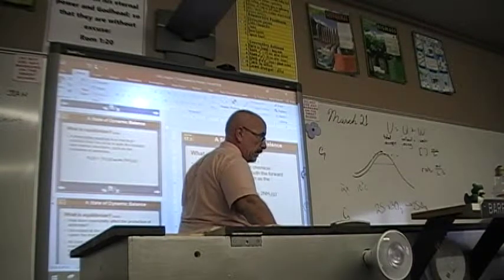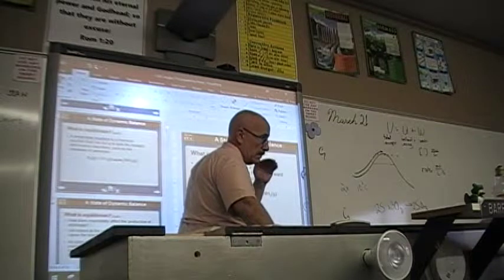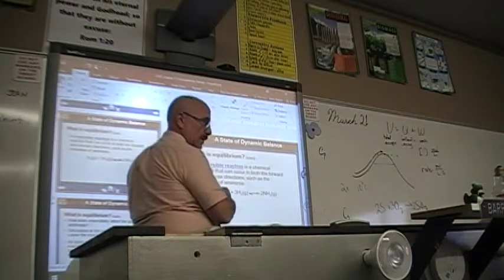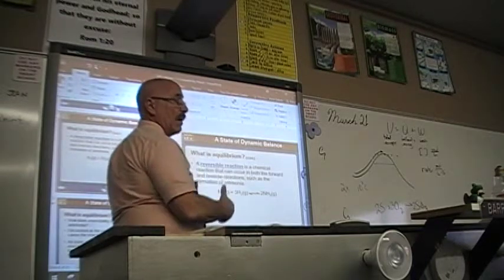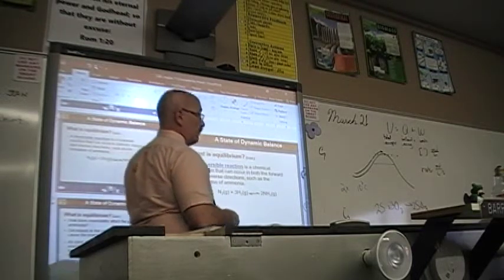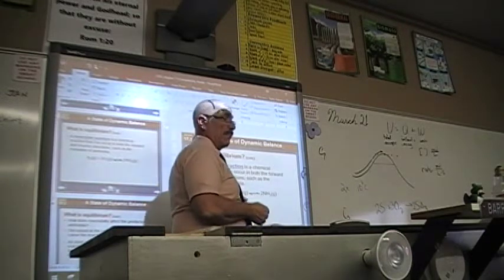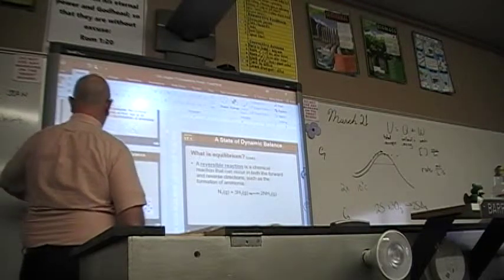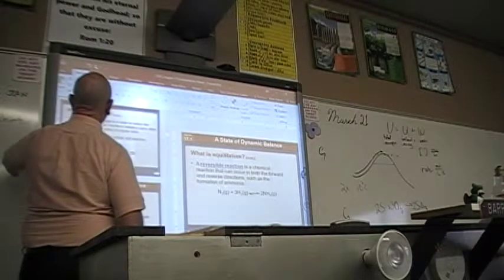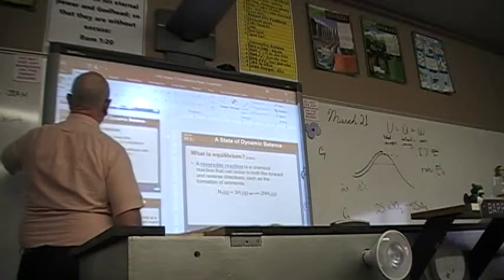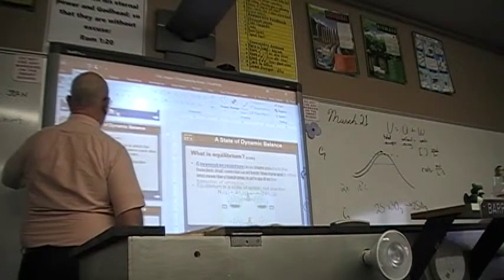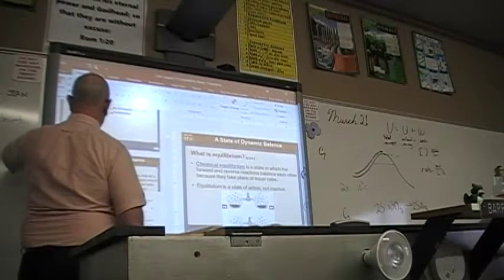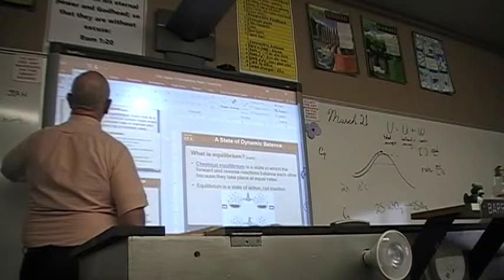Now here's the tricky part. You ready? At the same time. So at the same time these are making this, this is breaking down into this. And this happens a lot in chemical reactions. We can force it to go forward, or we can force it to go backwards by doing certain things. And there's a word for that called chemical equilibrium, obviously.